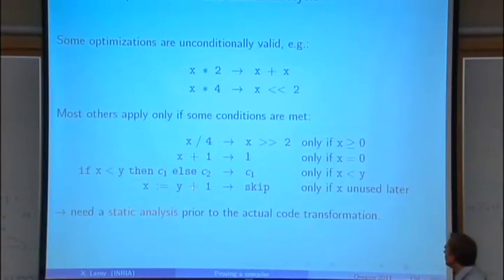Even simpler, if you know exactly statically the value of a variable, like x is 0, you can pre-compute whole expressions, like x plus 1 becomes 1. If you know that a test is always true, for instance here, then you can remove the test and the else branch. And this is the one we are going to look at today. You can even remove whole assignments, whole computations, if you know that the variable x that contains the result is actually unused later. And so in general, you need a static analysis prior to the actual code transformation.